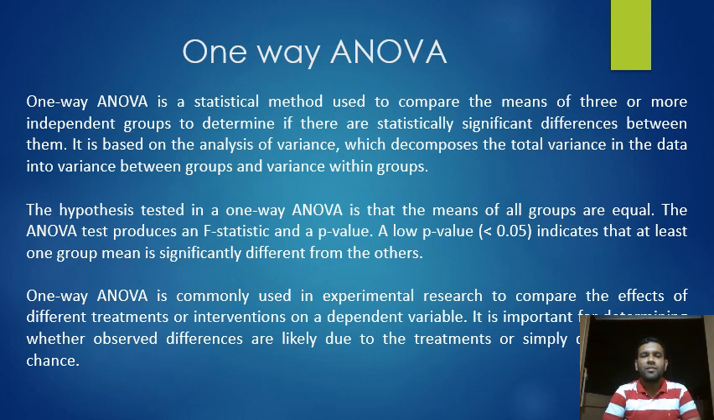The ANOVA test produces an F statistic and a p-value. A low p-value, which is usually less than 0.05, indicates that at least one group mean is significantly different from the others. One-way ANOVA is commonly used in experimental research to compare the effects of different treatments or interventions on a dependent variable. It is important for determining whether observed differences are likely due to the treatments or simply due to random chance.